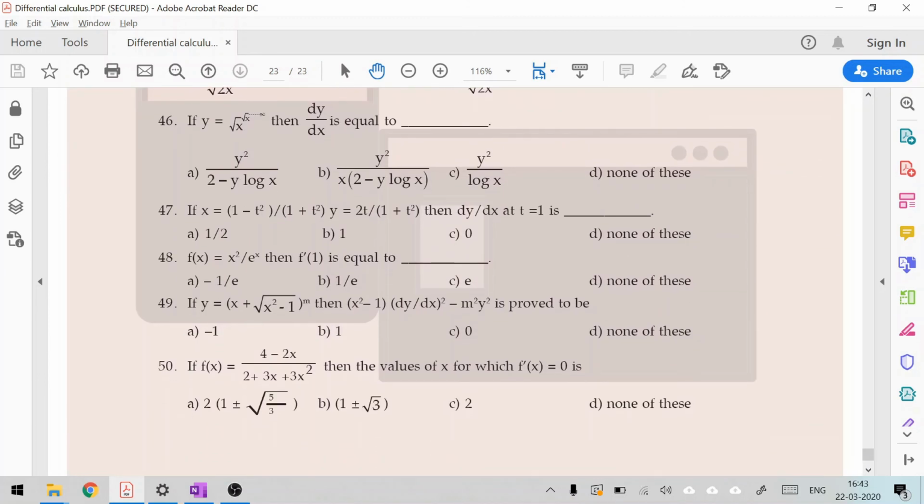This is the question. y is equal to root x power root x power root x, and so on up to infinity. Then what is the value of dy by dx? Okay. Now let us just look at the options.